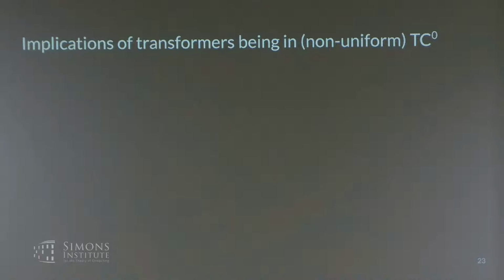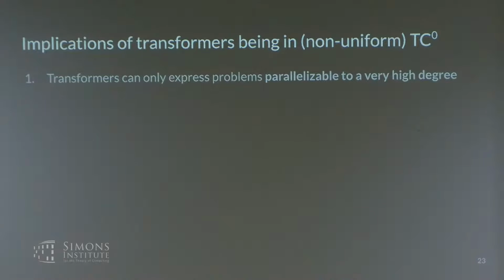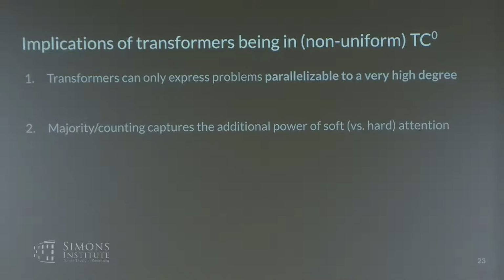So what are the implications of this? I guess a similar takeaway to the AC0 result still goes through. Transformers can only express problems that are parallelizable to a very high degree, because this is a class that's defined by parallelism, just like AC0. The only difference is that the primitives we're allowed to use are more complicated within that parallel computation. And in some sense, this shouldn't be surprising, because transformers were designed to be a parallelizable architecture. But this is a way to very concretely capture that. And another interesting implication is that majority or counting, in some sense, captures all the additional power of soft attention versus hard attention, because all we have to do is throw that into the circuit definition, and suddenly we can capture soft attention.